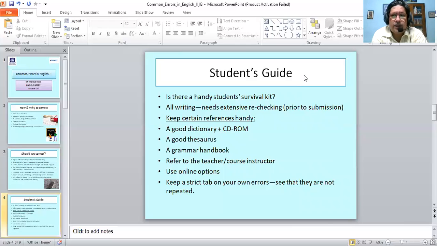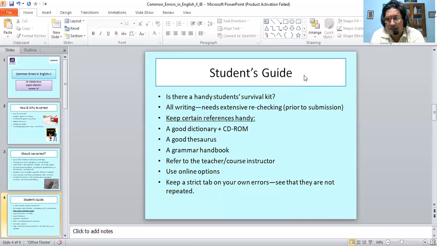Now, I'm talking mostly about writing as far as the student as well as the professional are concerned. So, in that case, in order to minimize errors in writing, certain references can be kept handy. For example, a good dictionary and a CD-ROM. A student would do well to keep either a dictionary like the Oxford Advanced Learners Dictionary or the Cambridge Advanced Learners Dictionary handy. There is also the CD-ROM, which can be installed onto the system.